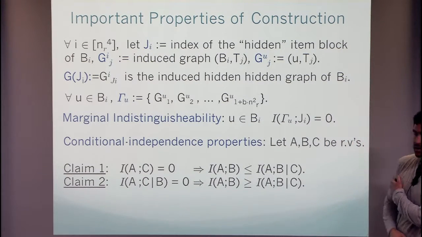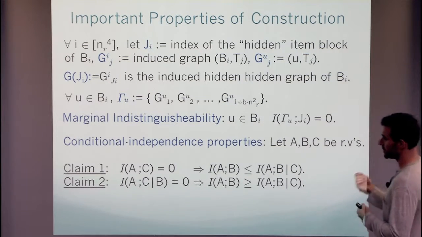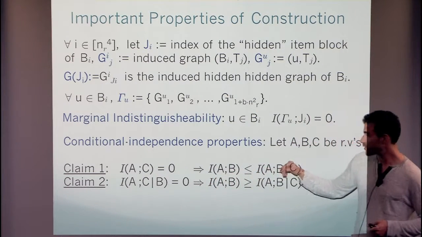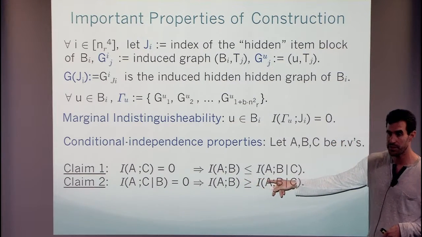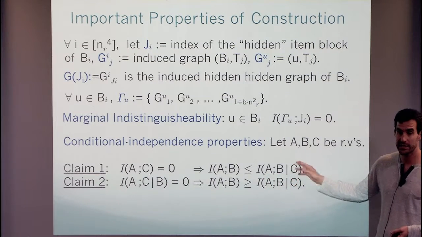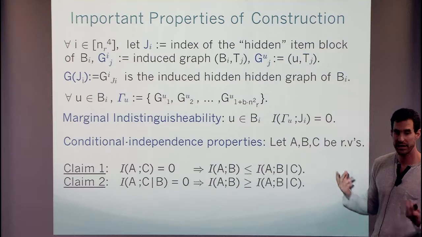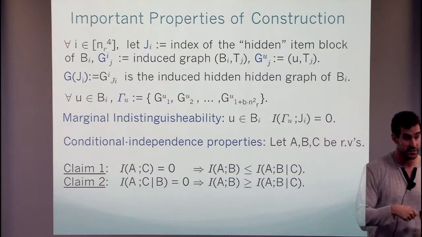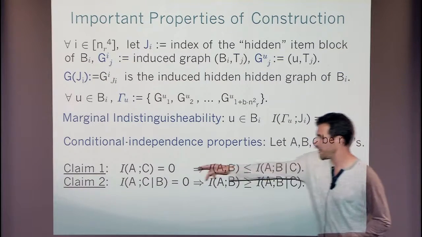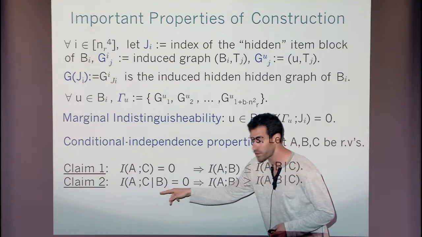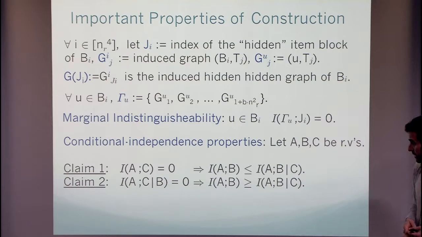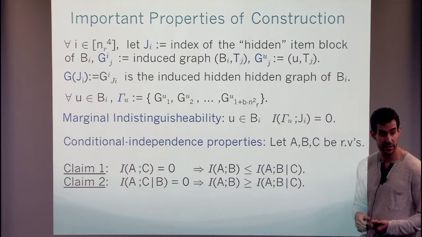Two lemmas that we heavily use in the proof are just two lines of applications of the chain rule, and assert sufficient terms or conditions under which conditioning increases or decreases information. The first claim says that the mutual information between two random variables, A and B, can only increase if we're conditioning on independent information, so to speak. So if A and C are independent, conditioning on C can only increase the information. On the other hand, if A and C are conditionally independent, conditioned on B, then conditioning on C can only decrease the information.